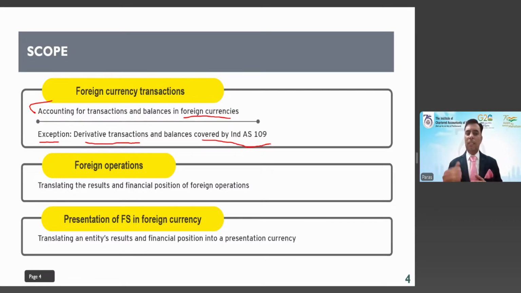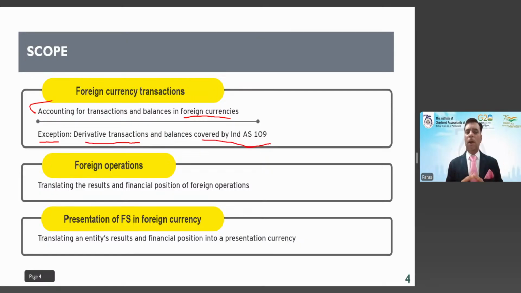Now the question arises, what is derivative transaction? Although I am not going to dive deep into the derivative transactions, but just for the purpose of understanding, let me clarify you. Derivative transactions are those transactions where there will not be any initial significant investment, or if there is any investment, that investment would be insignificant. Second, these transactions are required to be settled at future date. And generally, these transactions are settled on a net basis, right? So these are the indicators through which you can identify whether it is a derivative transaction or not.